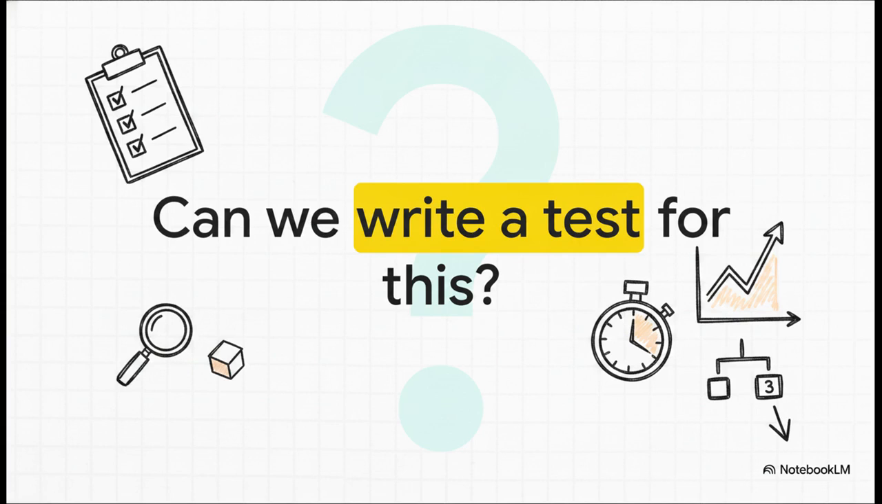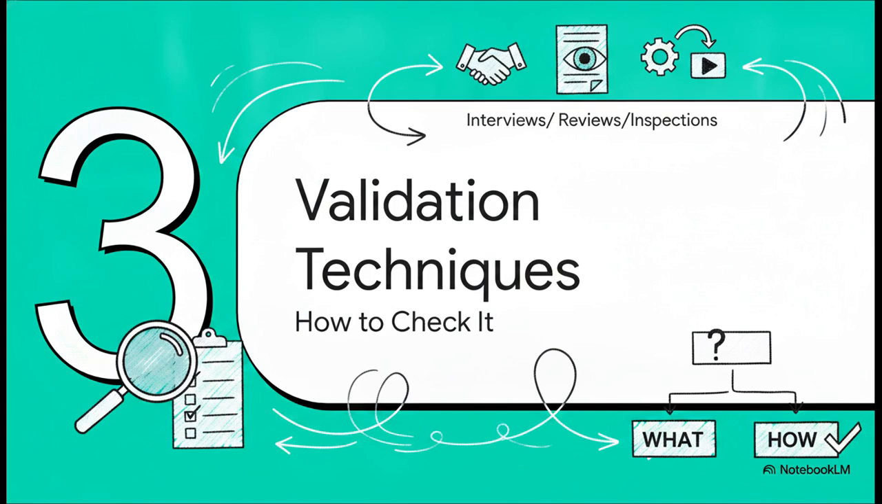So just to quickly recap our 5 checks: validity, consistency, completeness, realism, and verifiability. Now let's figure out how we actually perform them. Section 3. 3 core validation techniques. Let's look at the how.